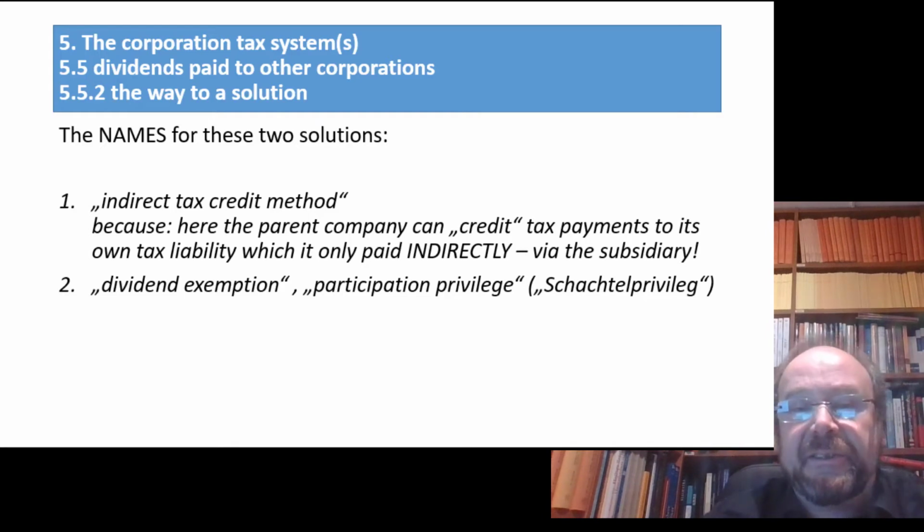And the other method is just called dividend exemption or participation privilege. In German, major participation is often called Schachtelbeteiligung, which is nearly not translatable. It's called Schachtelprivileg in German. Forget about this. Participation privilege will also be recognized by a couple of other persons to whom you speak in Germany probably. Or just call it plain and simple a dividend exemption.